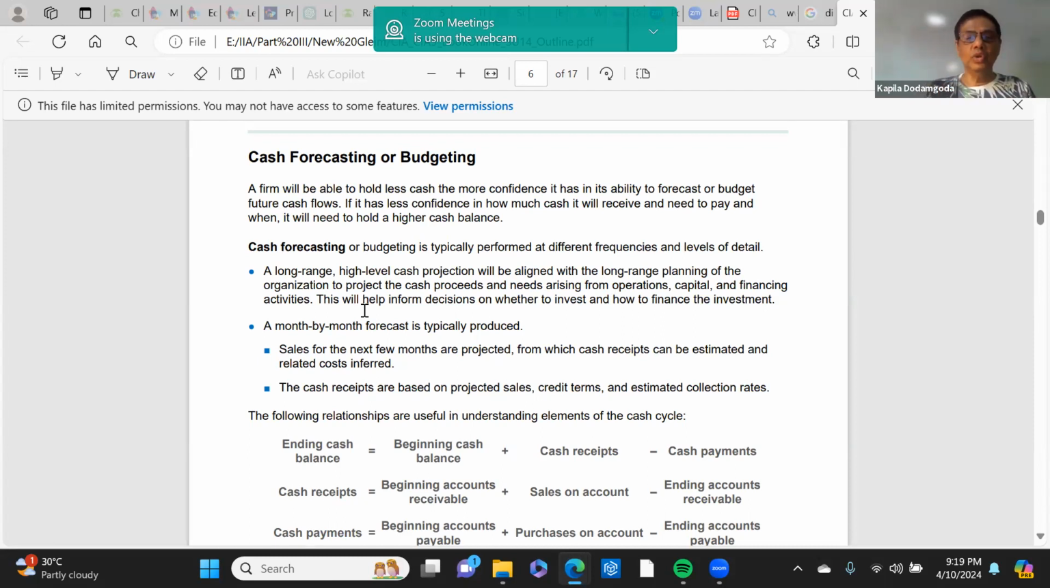So you need to ensure that you meet the long range requirement, right? For long range, you need to have high level cash flow projections. This will help to inform decisions on whether to invest and how to finance the investment. So when you have a long-term high-level projection, you know whether, if you have enough cash, you can invest, or else whether you need to find financing for the investment. To look at long-term planning, you need to have a high-level long-term financial projection.